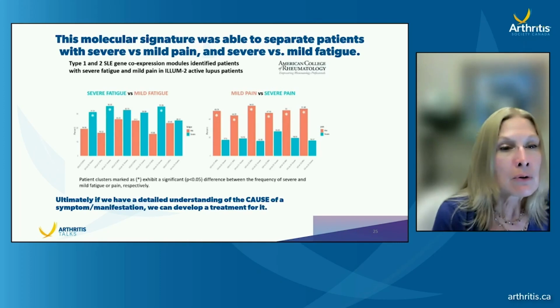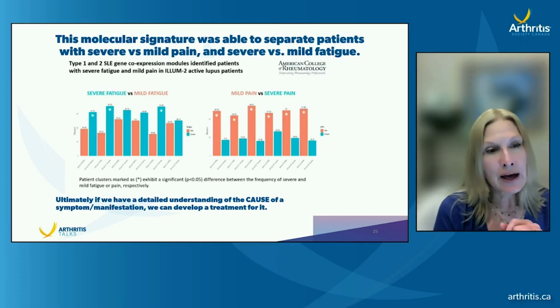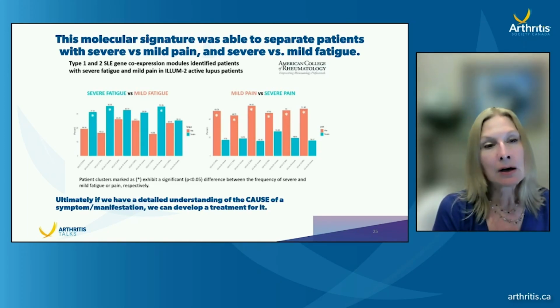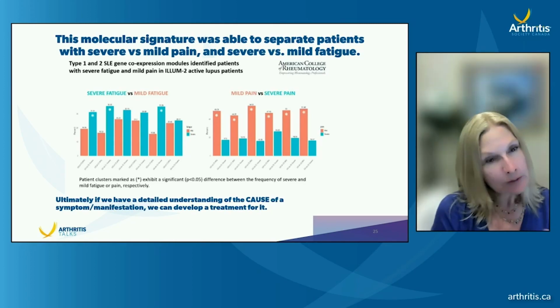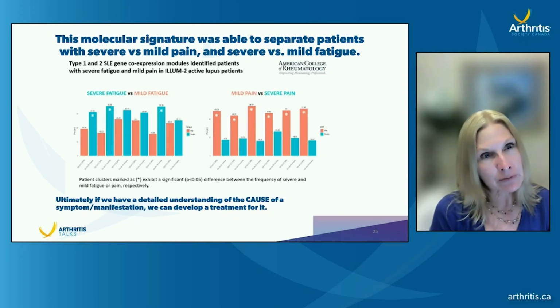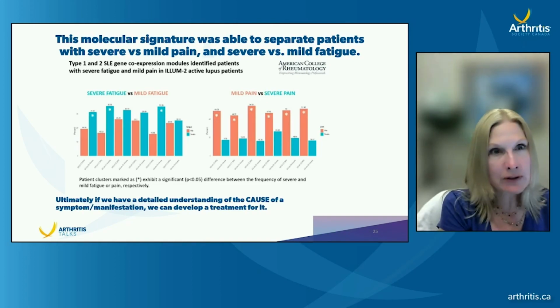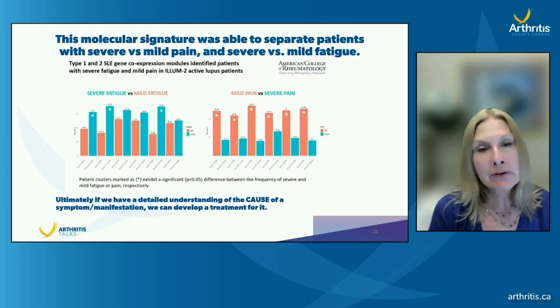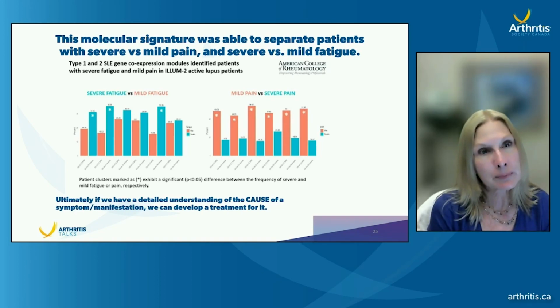symptoms. So some of these patients had severe fatigue, with their active lupus. Some had active lupus, but only mild fatigue and had other features. You can see they were able to separate these ones out again with a molecular signature. And on the other side, they were able to do the same thing here with pain, where they could show different gene expression in people who had more mild pain versus those who had severe pain.